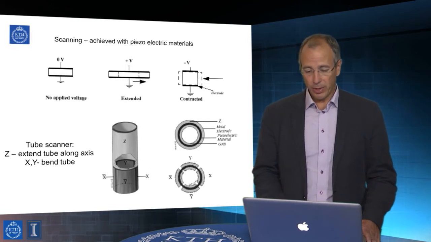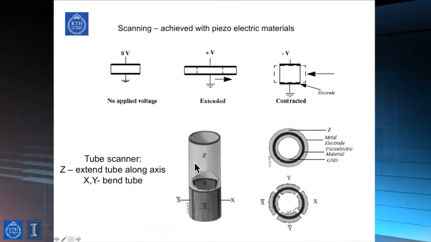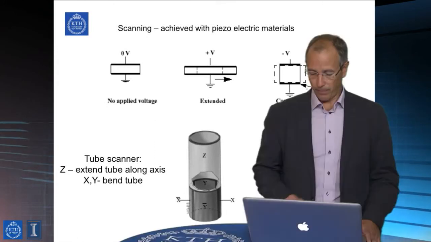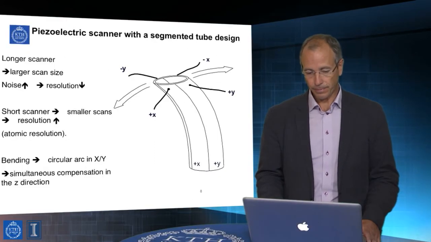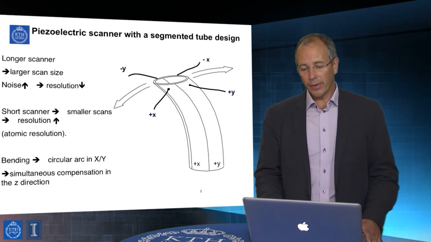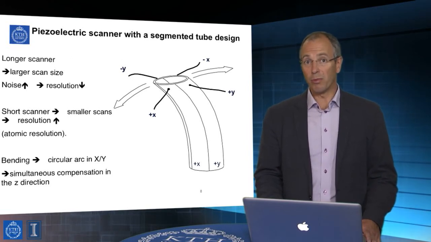So you see in the picture here an example of a tube scanner, which is what we use to, in general, scan the surface under the AFM probe. The Z scanner, by applying a voltage, allows us to move up and down, and X and Y allows us to raster the tube left and right, which allows us to generate a sweeping image.